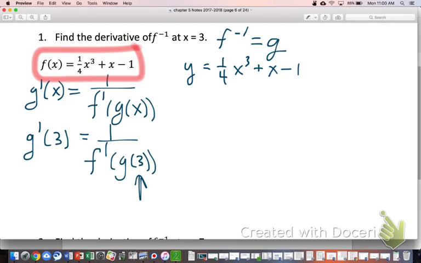Remember the table we made last time? When we made a table for f, we made a table for g, and we could see that the tables essentially did this. Switch, right? So if 3 is supposed to be an input for g, then just as viably it could be an output for f. So here's what we do. Instead of trying to plug a 3 in for some x somewhere, we're actually going to plug a 3 in for the output in the f function. In this case, it's a y, right? So I'm going to say 3 equals 1/4 x cubed plus x minus 1. So notice how I took that 3, which is supposed to be an input for g, and I made it an output for f.